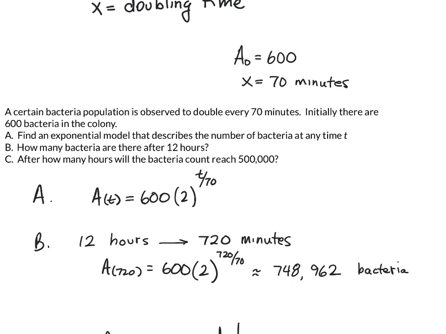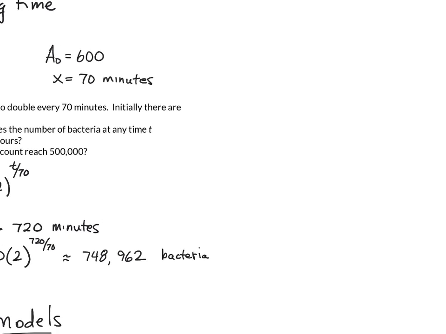Okay, part C: after how many hours will the bacteria count reach 500,000? So 500,000 is a future amount, and after how many hours is a question of time. So we're going to be solving for t in this model, and we plug in 500,000 for the future amount and leave t as a variable. So for part C, it's 500,000 equals 600 times 2 to the t over 70.